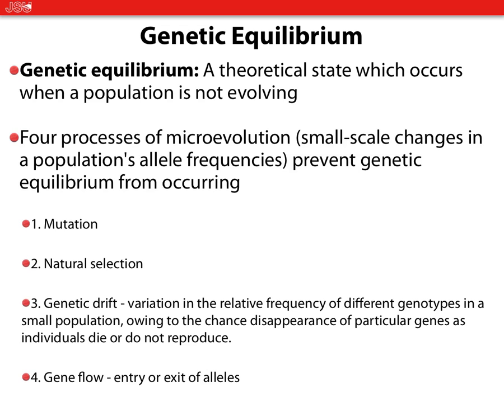Natural selection. We talked about that before. When you have a good allele and a bad allele, the environment selects for the good allele or against the bad allele. So you're always going to have some type of selection where some alleles are favored, others are disfavored, just based on what they do. Another thing that precludes genetic equilibrium is genetic drift.